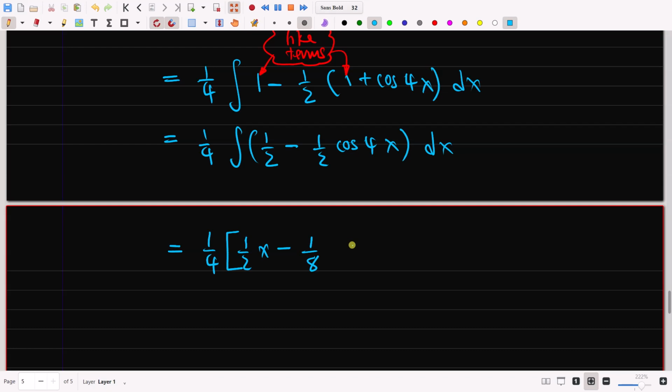So the next thing that we want now is to learn how to deal with odd powers of sine and cos. So now, odd powers of sine and cos.